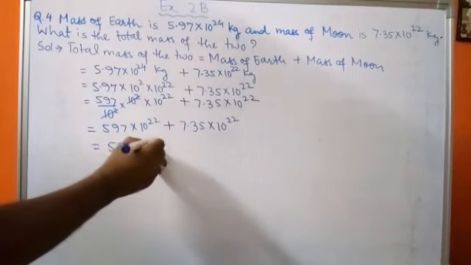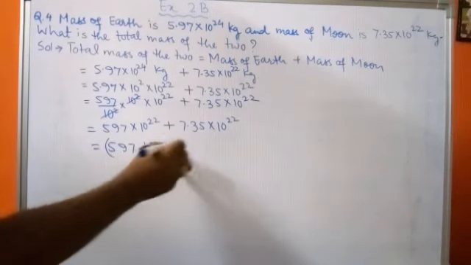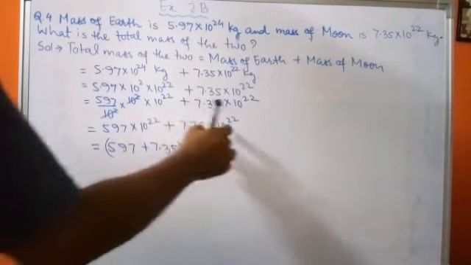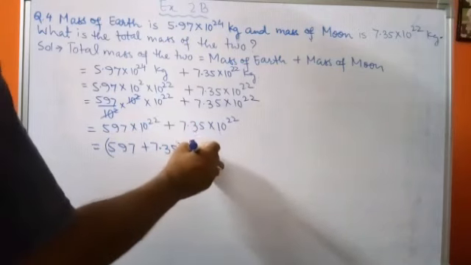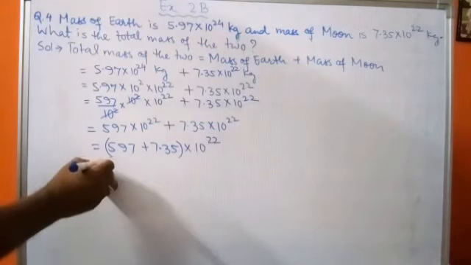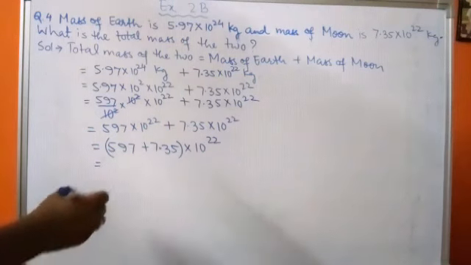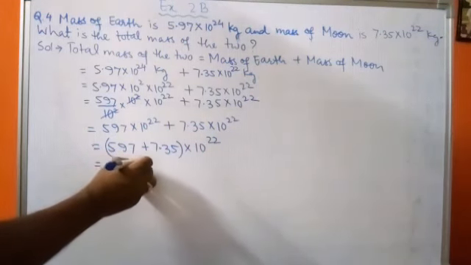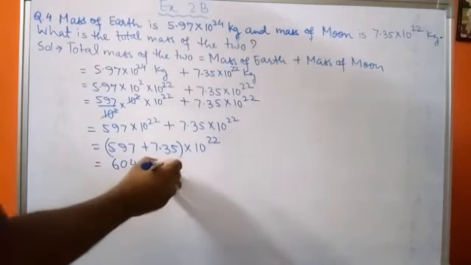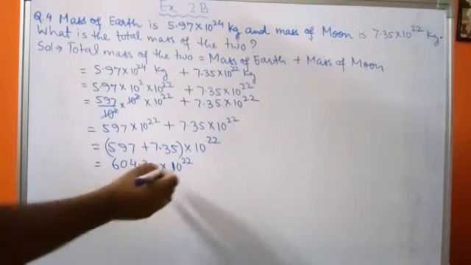597 plus 7.35 are to be taken, keep in bracket, and these powers are common, so write this. Now 597 plus 7.35 becomes 604.35 into 10 to the power 22 is the total mass.